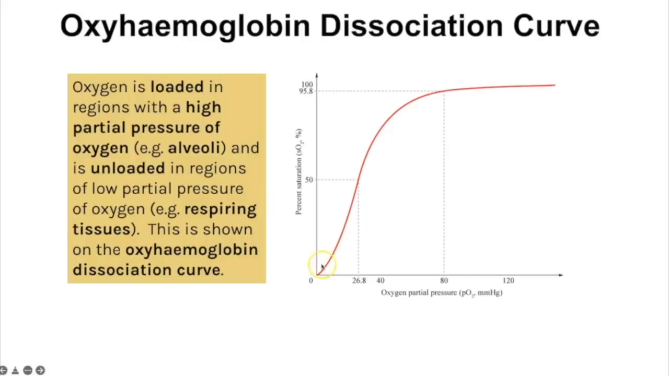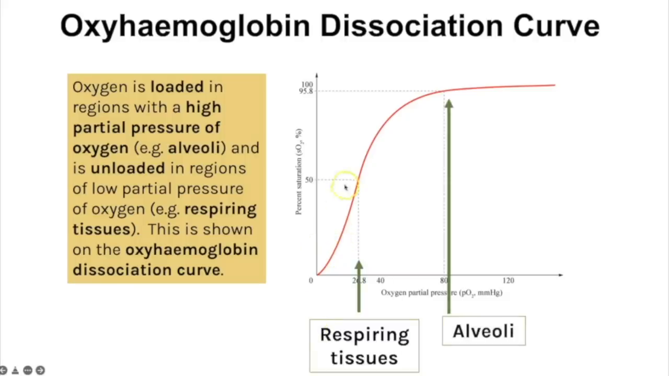And that is how we get the shape of this oxyhemoglobin dissociation curve. We can see at the different partial pressures how saturated haemoglobin is with oxygen. And the more saturated it is, that means it must have loaded up with more oxygen. The less saturated it is, it must have unloaded oxygen, and that's why it's not holding very much anymore. So we can see here we've got our respiring tissues compared to the alveoli.